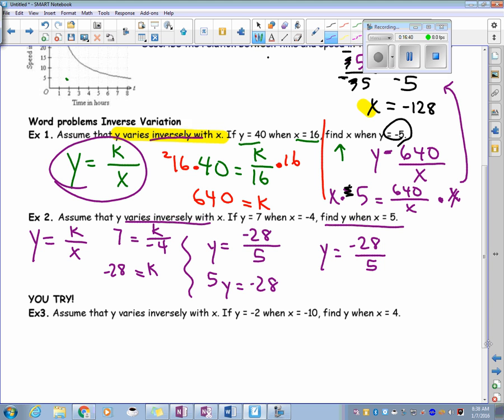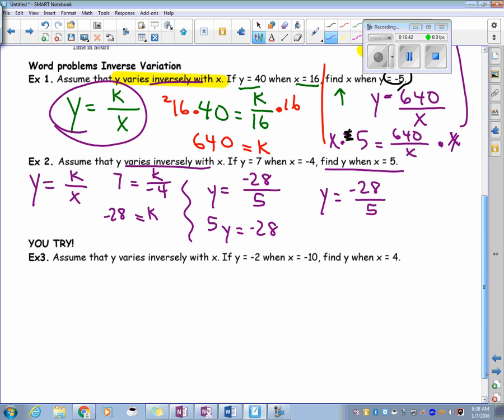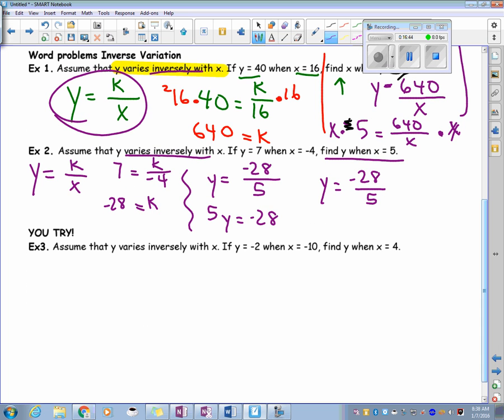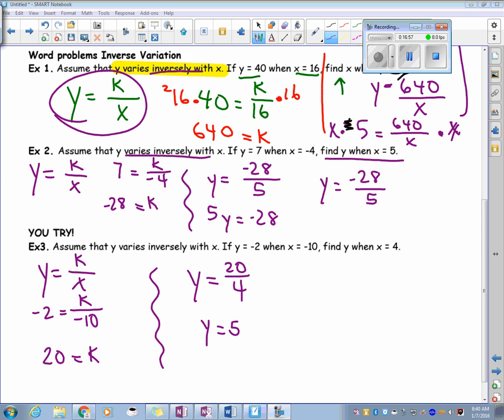Okay, you try one. Step 1, find the constant of variation. Step 2, use that constant of variation to find the missing variable. So the constant of variation was 20, and y is 5 when these vary inversely.